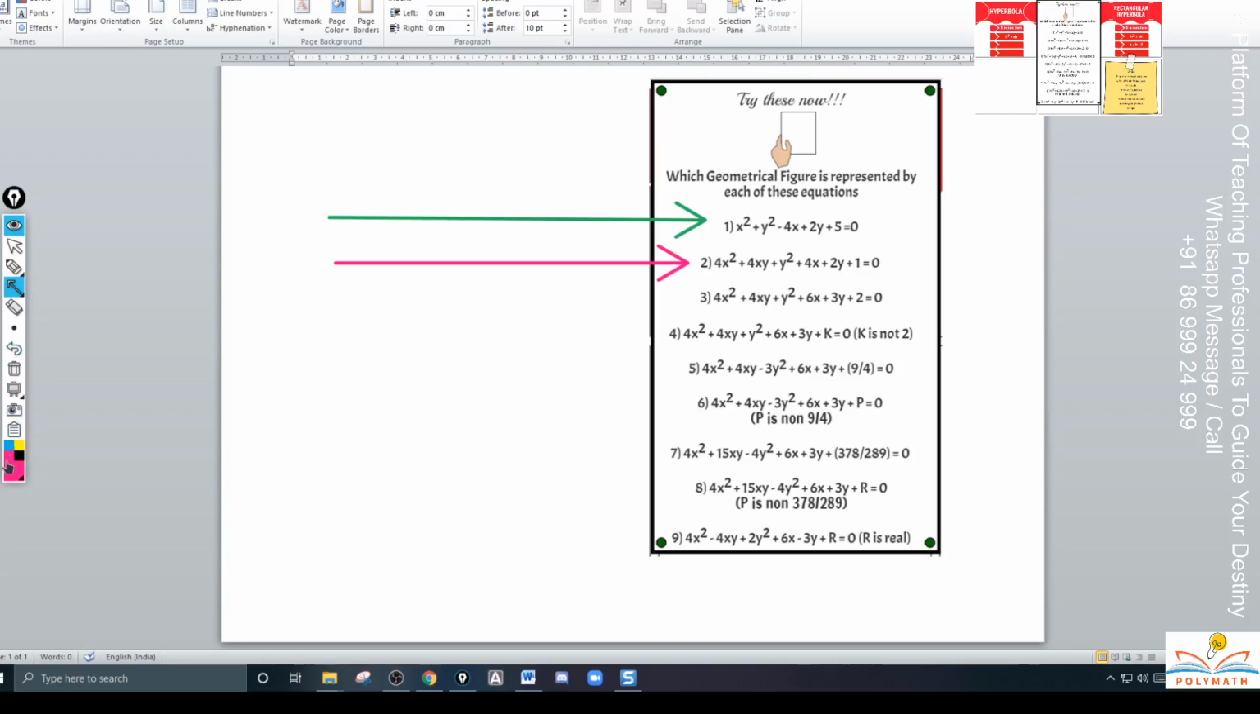And coming to the next one, 4x square plus 4xy plus y square. I changed the xy terms and constant here, and you can see the homogeneous part is the same.